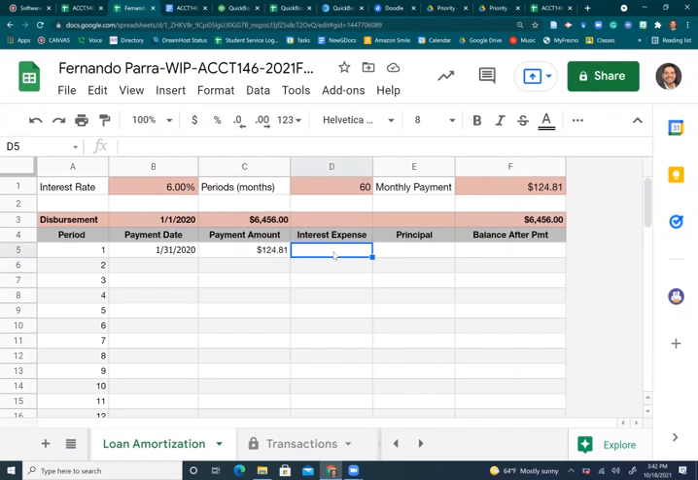Next, your interest expense. What is the interest expense for month number 1? How do we calculate it? We say this is my balance times the interest rate divided by 12. So you take the interest rate for the year divided by 12 to come up with the monthly interest rate, and that's going to be your interest expense. So out of that $124.81, how much is going to the principal? $92.53, right? And what is the balance after your payment on month number 1?